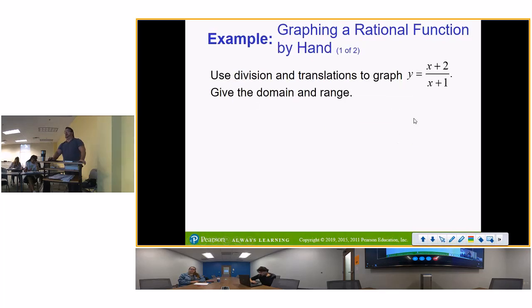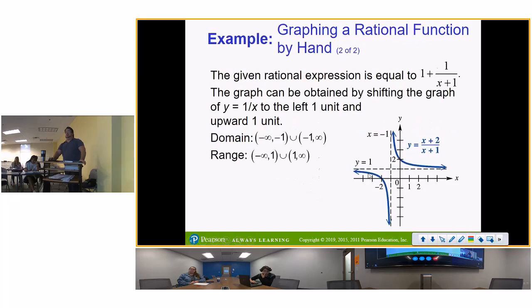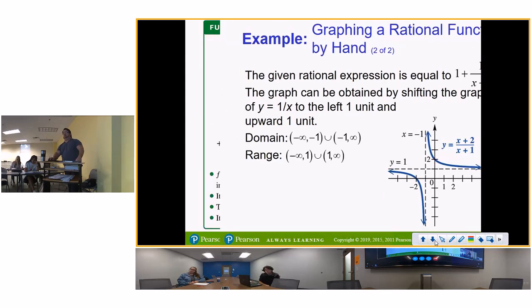Same thing. Now, here the vertical asymptote, the horizontal asymptote is going to change, but I don't know if they want us to do that on this one. But first we rewrite dividing x plus 1 into x plus 2. Yep. Now, the other way to do it is to look at the, and we're going to do this test later. Go back one. Oops.